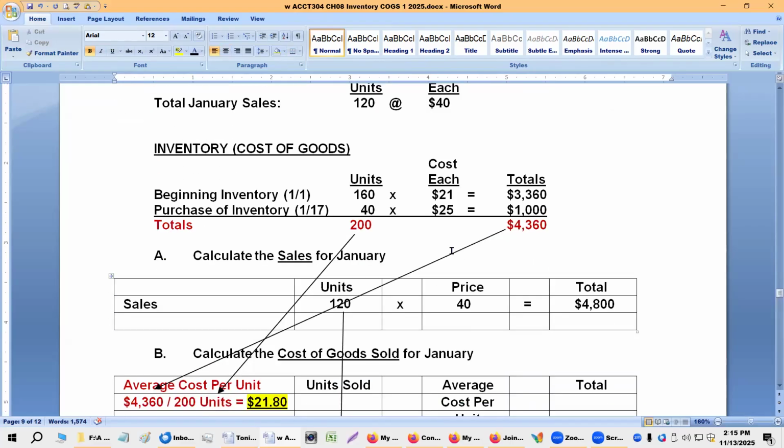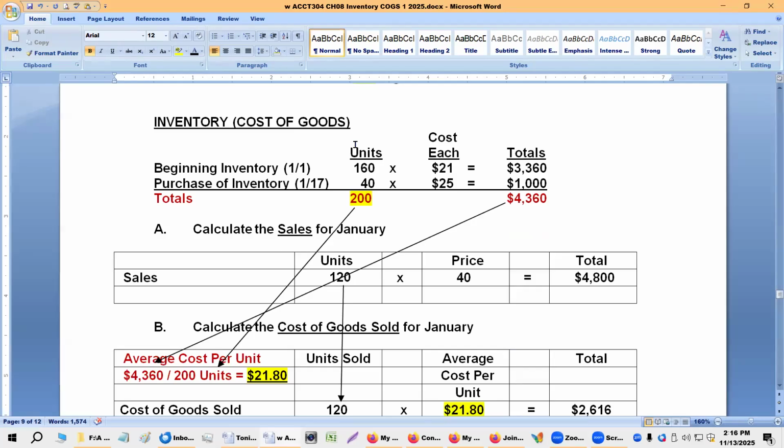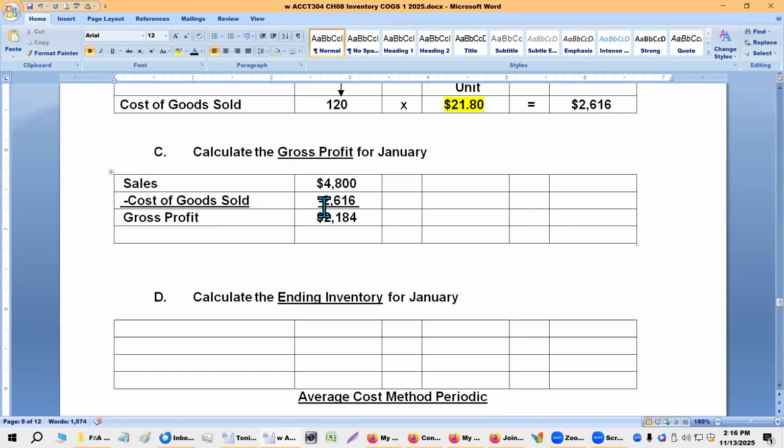Okay, now for the big question, how many units were not sold? We know how many were sold. Sold 120. 80 should be left, right? Yep. Yeah, we had 200. We sold 120, so there are 80. Yeah, yep, that is true, Vanessa. So this will be, let's see, going down here to ending inventory.